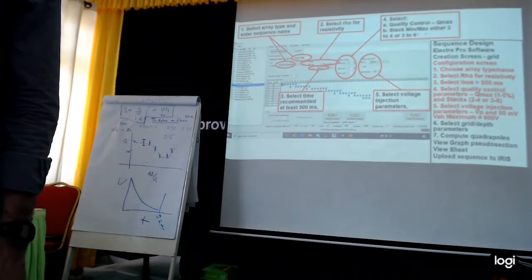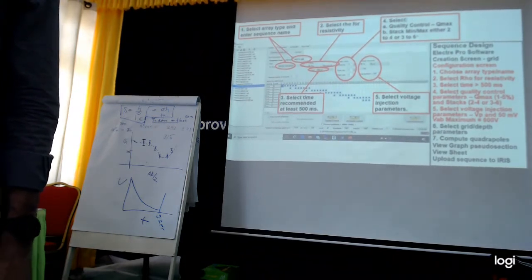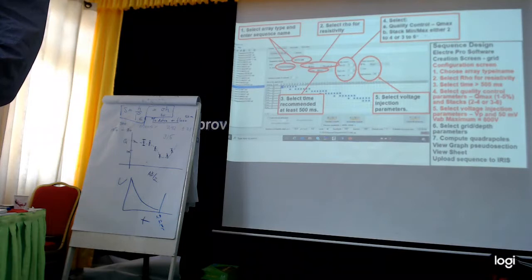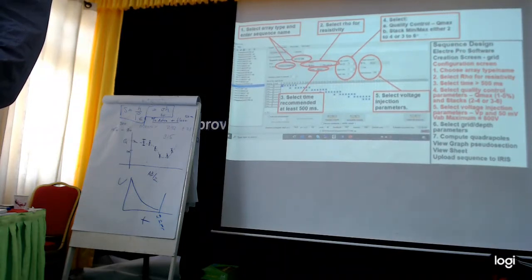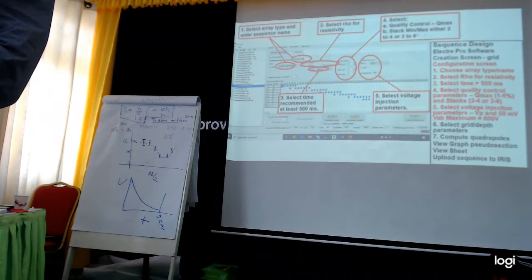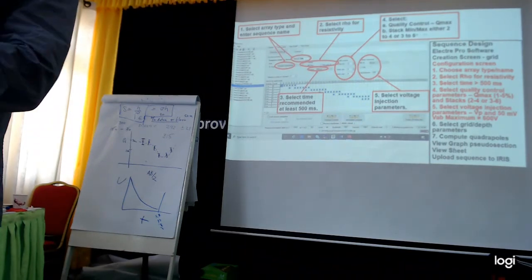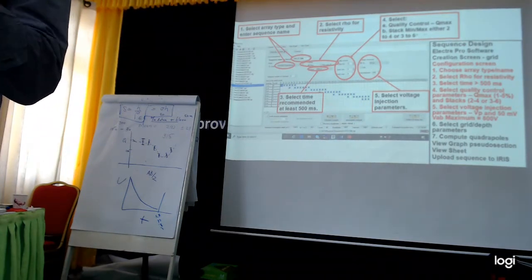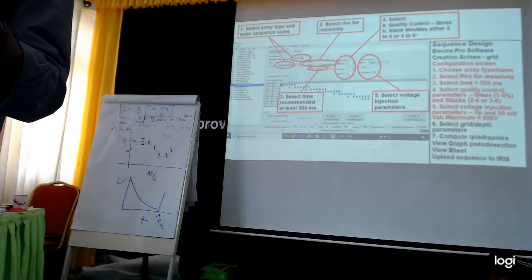So the national level ones are the R2, which is 4 channel and goes up to 800 volts.